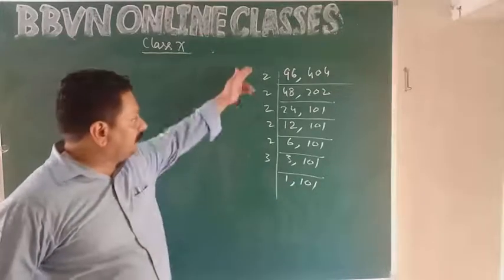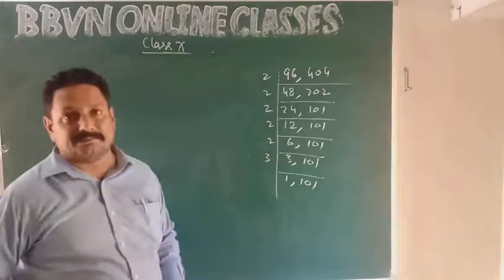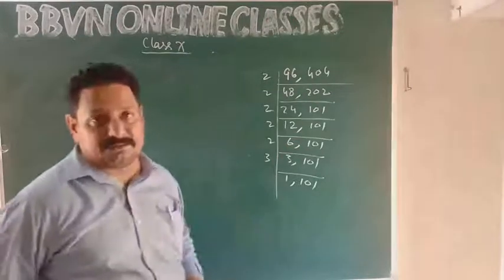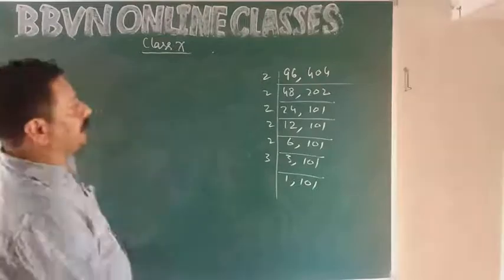So what will be the LCM? The product of all these will be the LCM. Okay. Now you have the LCM of these two numbers. You have the HCF of these two numbers. You can even find the HCF by prime factorization.